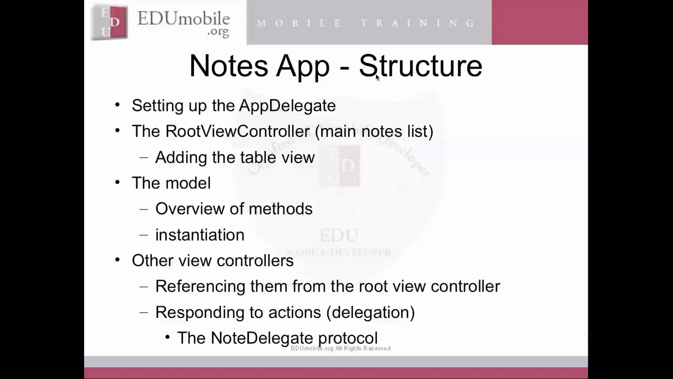Then we'll look at the model, and just as an overview, we'll look at some of its methods and how we instantiate that model within the root view controller. In the model, we're going to override the default initializer, and this will allow us to load the notes from a plist when we instantiate the model. Then we're going to look at some other view controllers, the adding and sorting and detail view controllers.